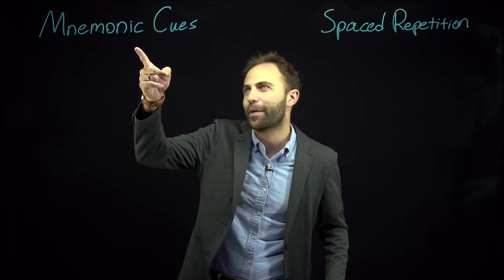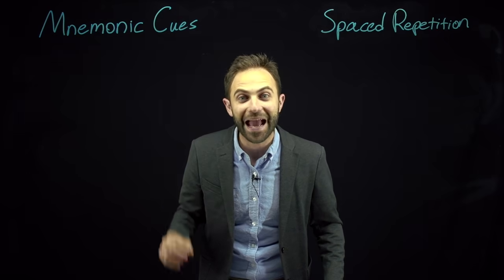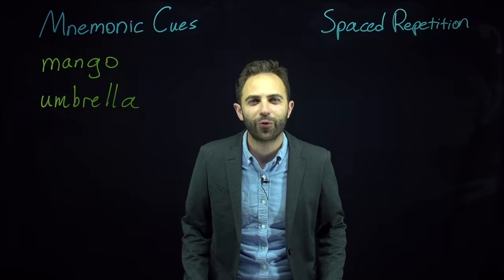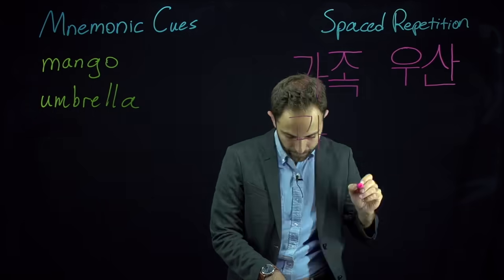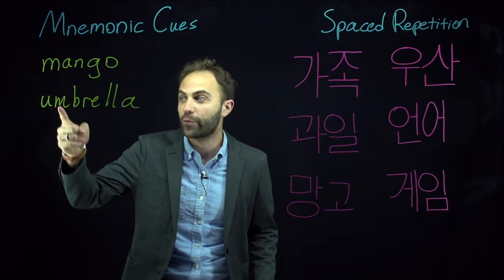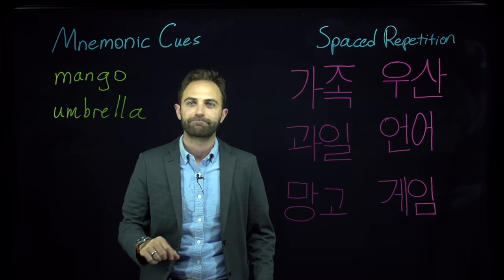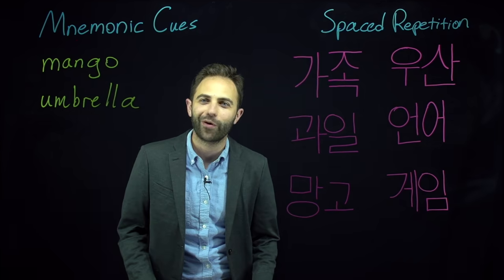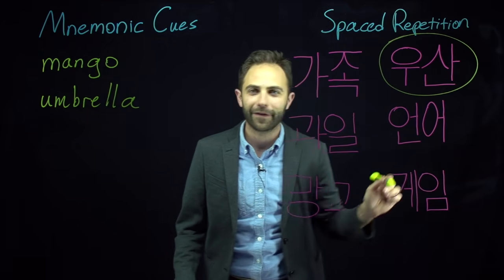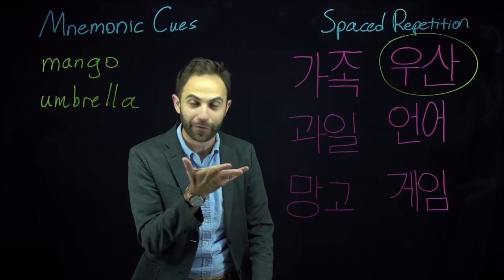Back when I was telling you about mnemonic cues, I put up the Korean words for mango and umbrella. Here's your quiz. Which symbol means mango and which symbol means umbrella? I bet you can find the one that means umbrella, right? Here it is. It's this one. But the one that means mango, one of these is the Korean word for mango.